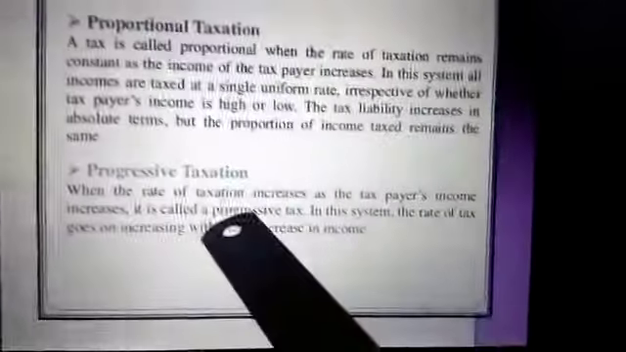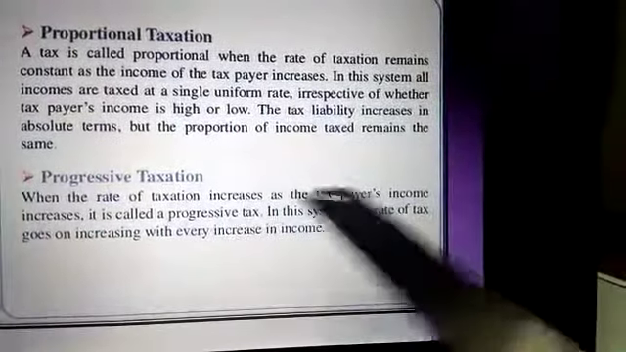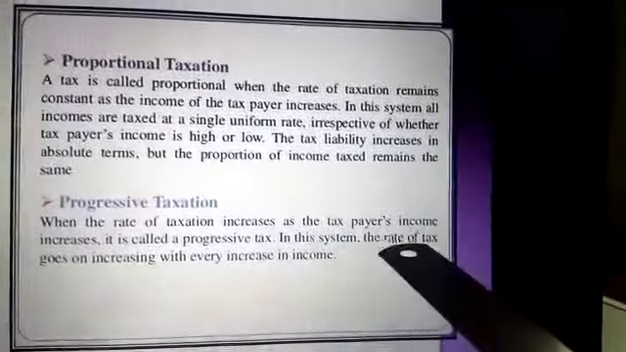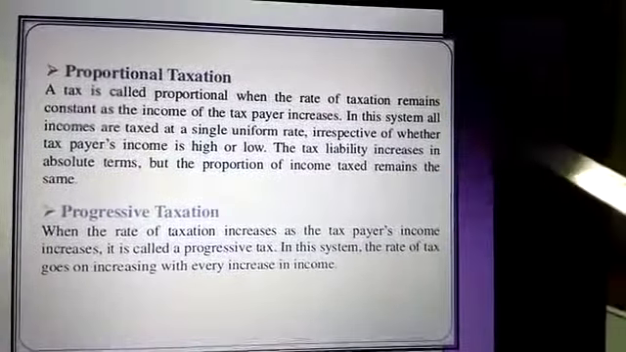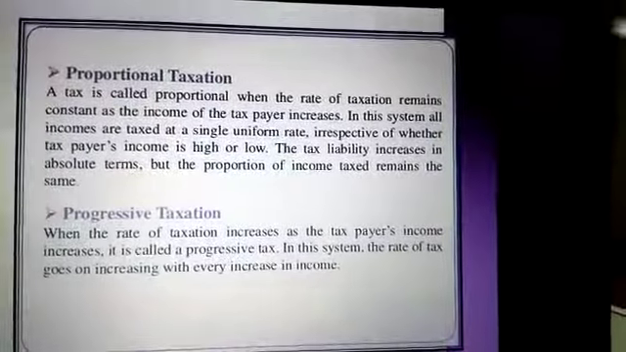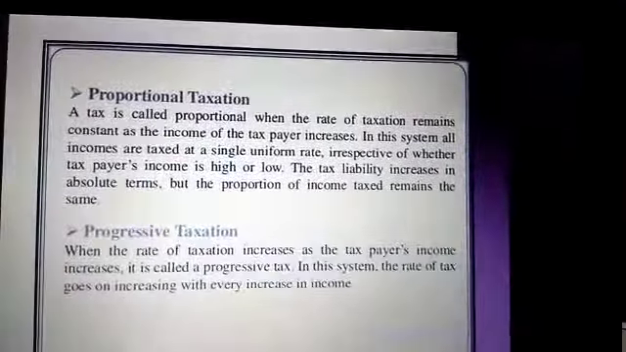Okay. In case of progressive tax, the rate of tax increases as the income increases. A person earning 2 lakh pays 10% tax. A person earning 3 lakh pays 20% tax. A person earning 4 lakh pays 40% tax. The tax rate keeps on increasing.